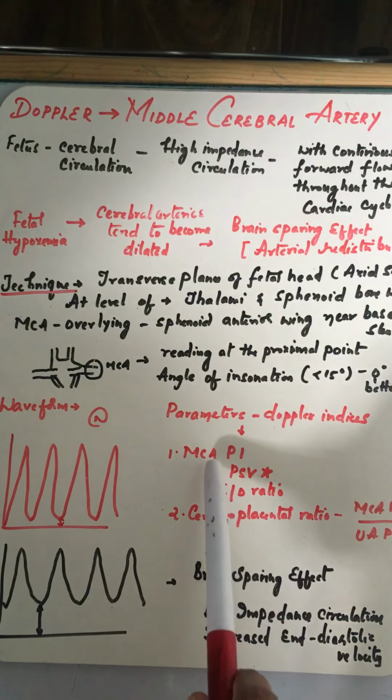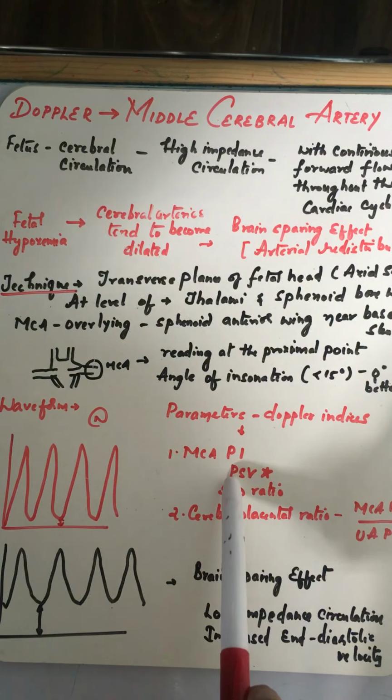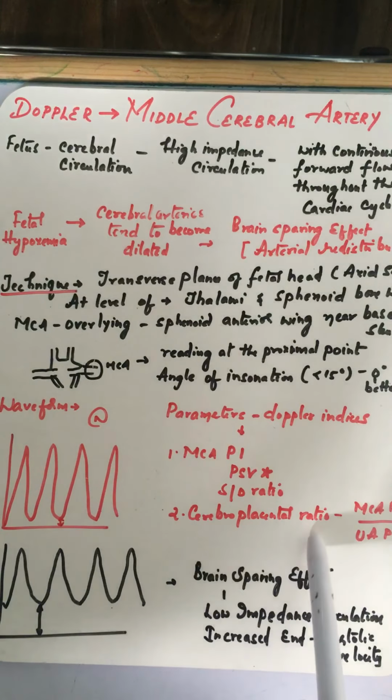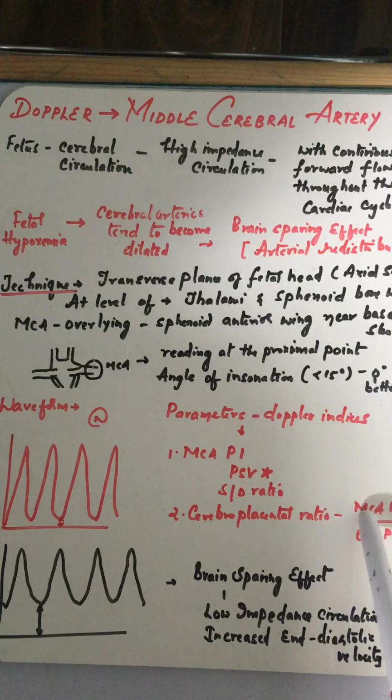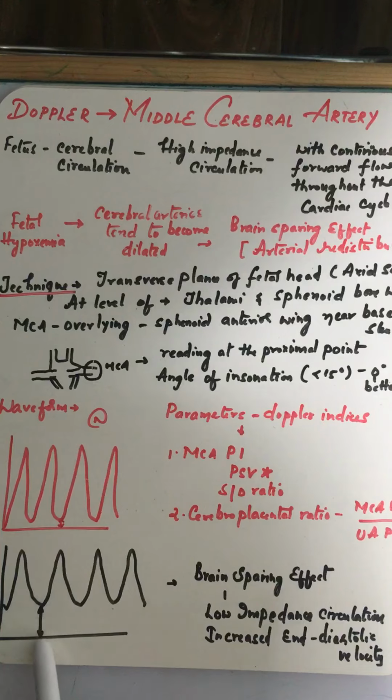The parameters we use are PI and RI, peak systolic velocity, S/D ratio, and one of the important ones is the cerebroplacental ratio, where we see the MCA PI by the umbilical artery PI. This should be more than 1. If it is less than 1, it is abnormal. Coming to the brain sparing effect, what happens in fetal hypoxemia? The MCA gets dilated, the resistance decreases and the diastole will increase. Compared to the normal, here the diastole is more.